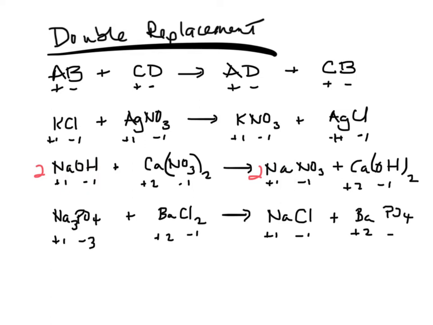PO4, which is -3. Now I need to get a little fancy here. I need 2 phosphates and 3 bariums. So I've kind of got a big old messy complicated formula over there in the products, but that's okay. We balance by putting a 3 here, a 2 here, and a 6 on the NaCl.